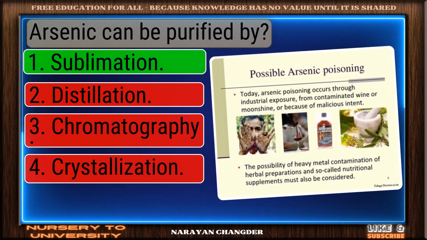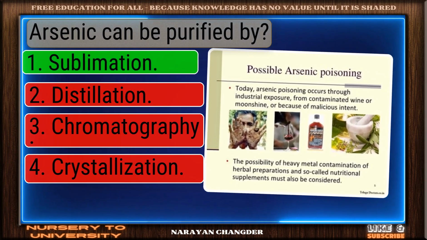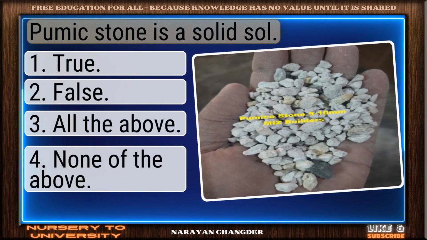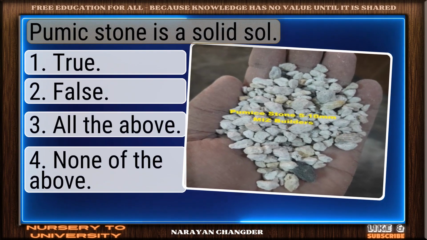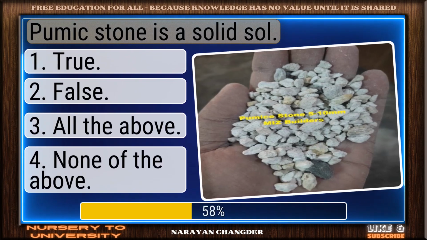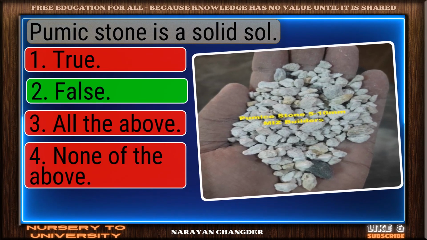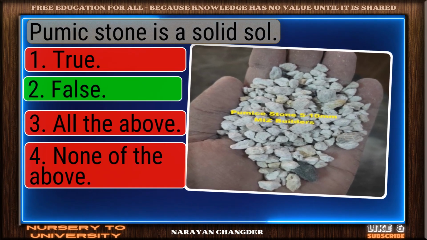Excellent. Sublimation is a brilliant choice. Question number 272. Pumice stone is a solid sol. Smart move. False is an accurate answer.